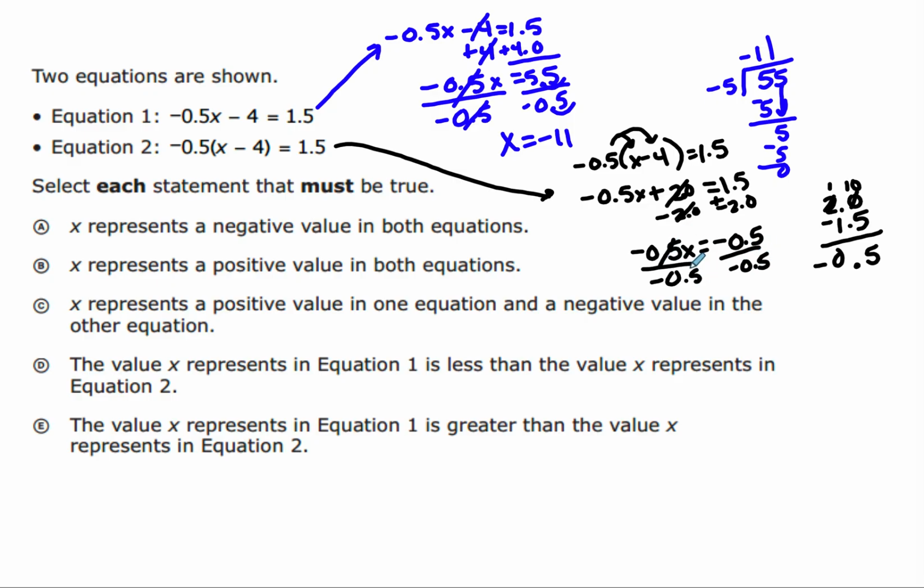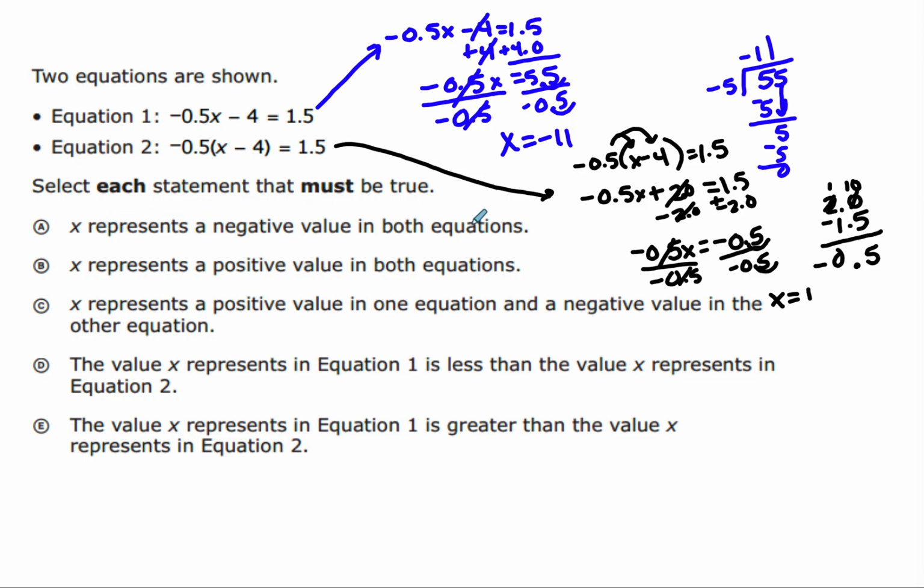We're dividing by a decimal. We've got to move it over, move it over, move it over. It turns into negative 5 divided by negative 5, which is a positive 1. X equals positive 1. Okay, so now let's see which statements are true.